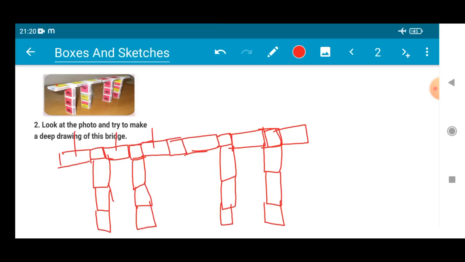1, 2, 3, 4, 5 and 6 here. 1, 2, 3, 4, 5 and 6. Right, so this is getting matched. I guess you people understood and enjoyed how to make a deep drawing.